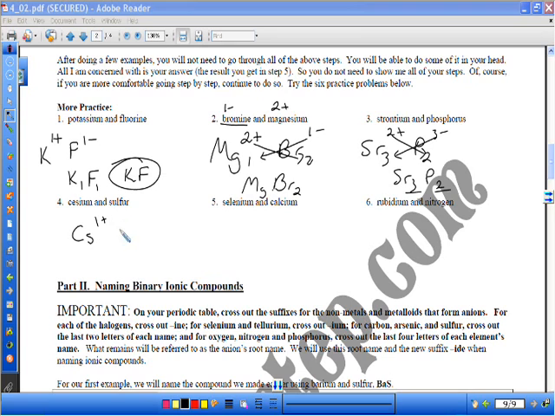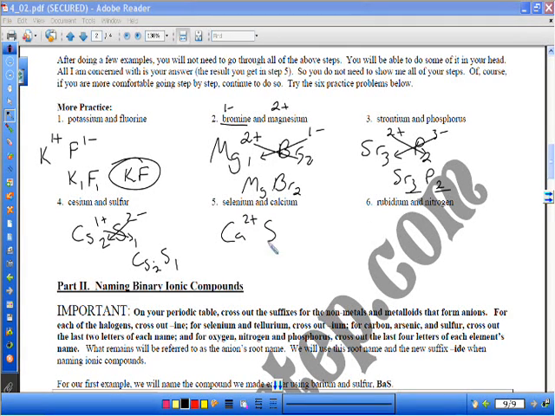Okay. Cesium. And again, you need your periodic table. Cesium is a +1 charge. Sulfur is a -2 charge. Crisscross. So I'm going to need 2 cesiums for every 1 sulfur.